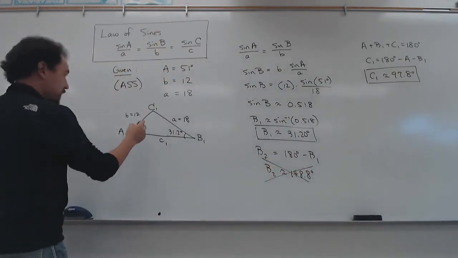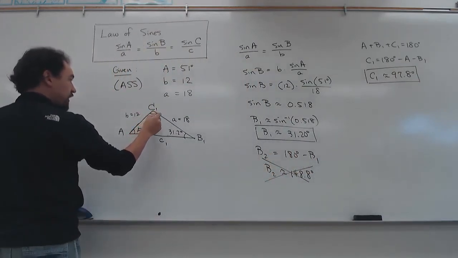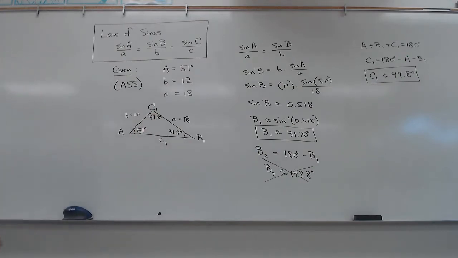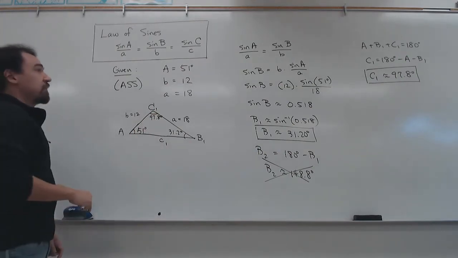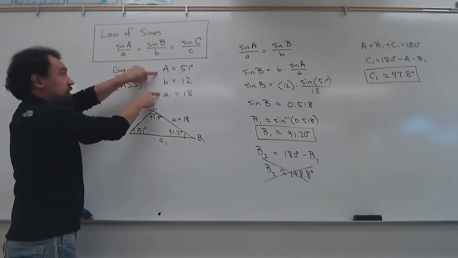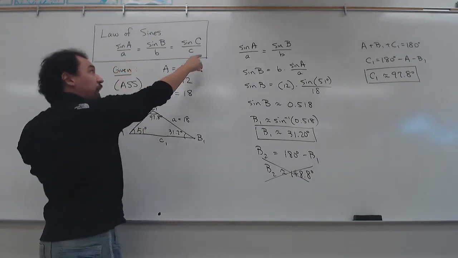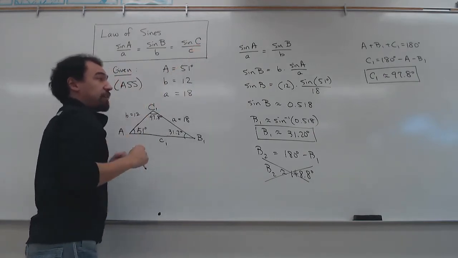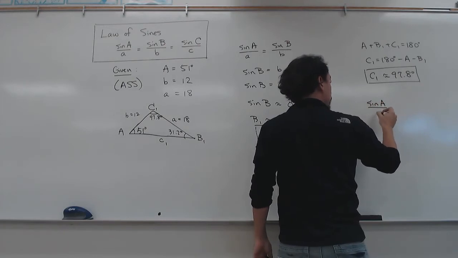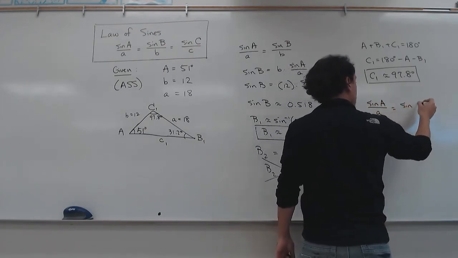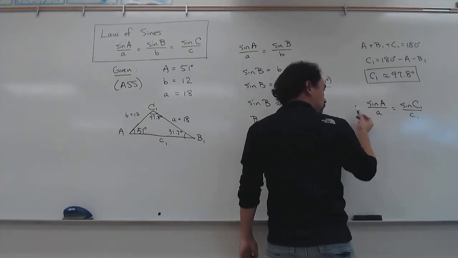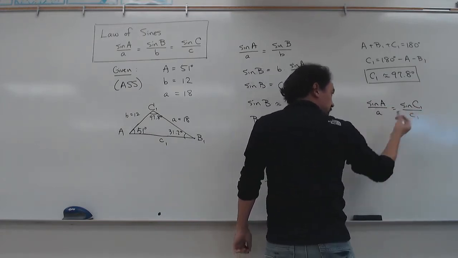So I can fill this in, 97.8 degrees, and my last piece of information is lowercase c1 for the side length. I have the ratio, sine of angle A over side length a, because I have both of those pieces. And now I have angle C, so I can find this by setting up the ratios. Sine of angle A over lowercase a is equal to sine of angle C over lowercase c. I would like lowercase c, so I'll multiply lowercase c over here, and I'll multiply the reciprocal to the other side.